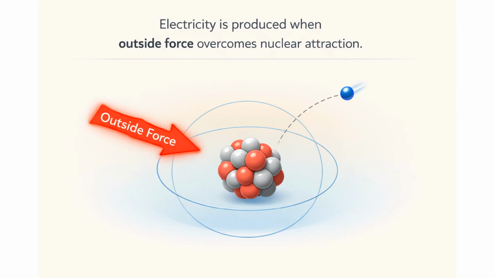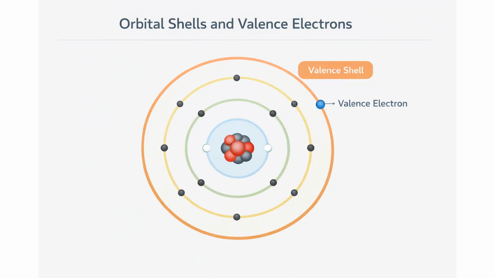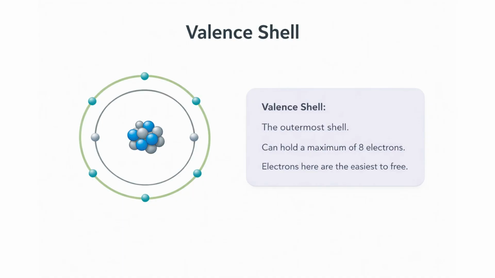Electrons don't just orbit anywhere. They travel in specific paths called orbital shells. An atom can have up to 7 shells. The electrons closest to the nucleus are held very tightly by that positive charge. The further away a shell is, the weaker the attraction, making those outer electrons easier to free. The very outermost shell of any atom is called the valence shell, and the electrons in it are valence electrons. This shell is crucial because it can never hold more than 8 electrons, and these are the electrons that are most easily set free to create electrical current.